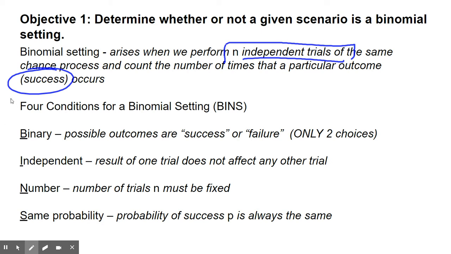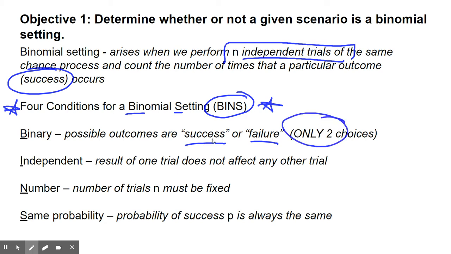So there are four conditions for a binomial setting, and we abbreviate them BINS, bins. So again, just think of binomial setting, bins, right? The first one is B for binary. Binary is like binary code for computers. Two, right? So in this case, there are two possible outcomes, either a success or a failure. What you want to happen or what you don't want to happen. Only two choices, bi, right?